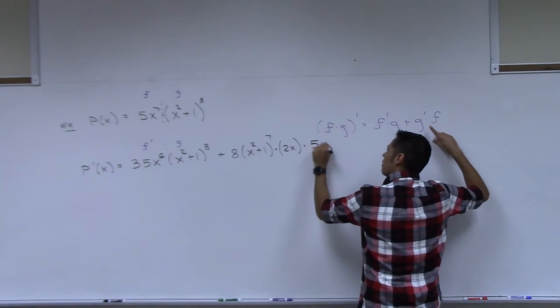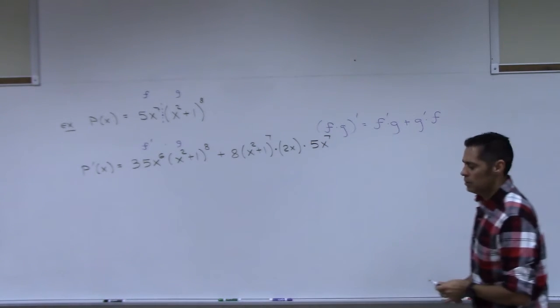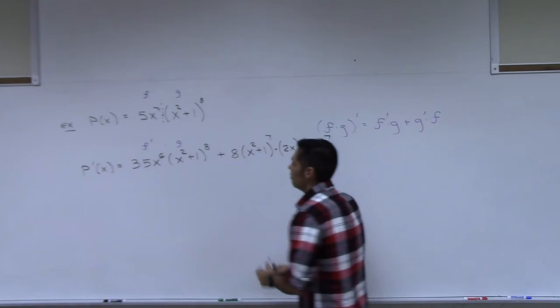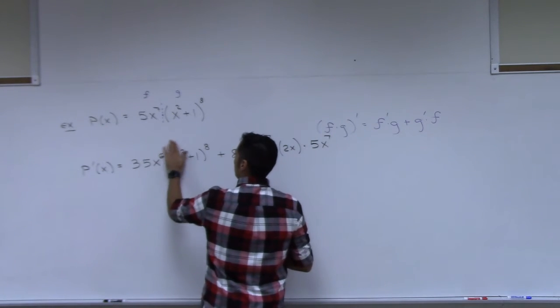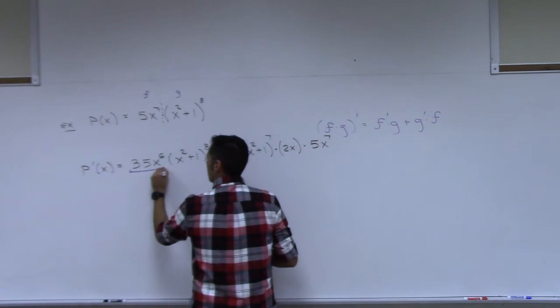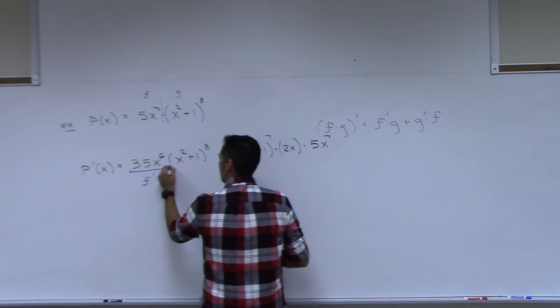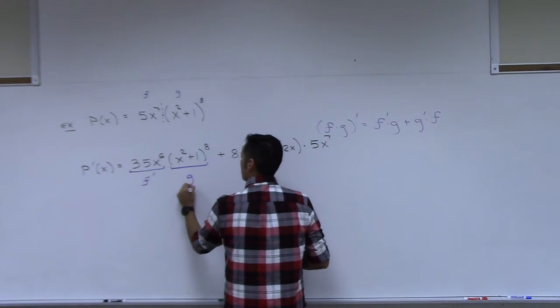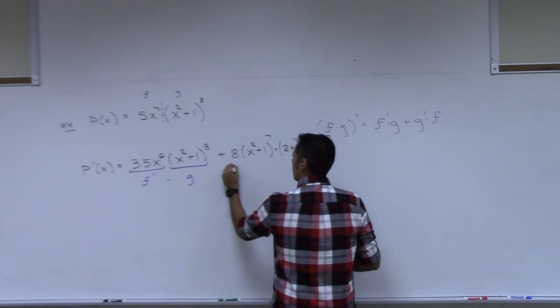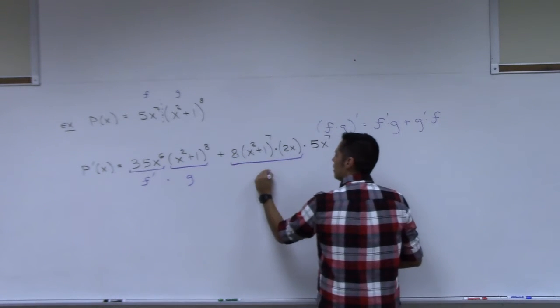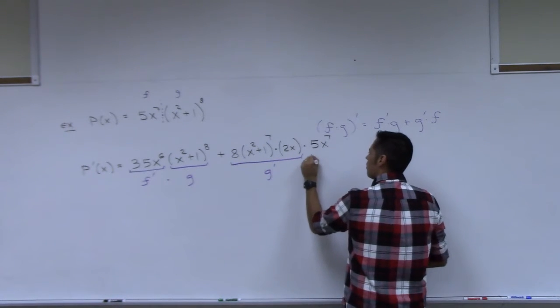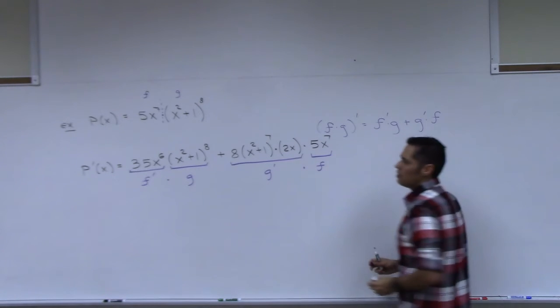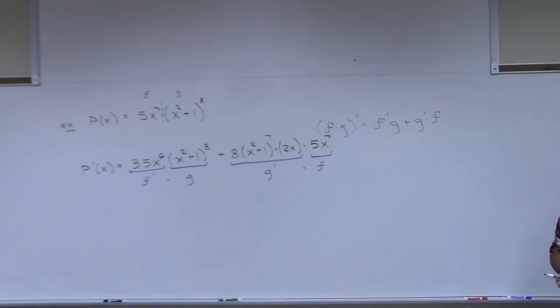5x to the 7th. Okay, so let me go back here and illustrate again. This right here is f prime. This right here is g. They're being multiplied. This whole thing right here is g prime, and this whole thing right here is f. Do y'all see all the pieces to that?